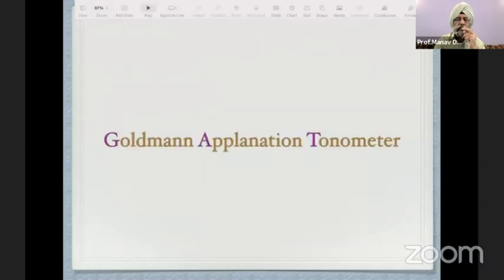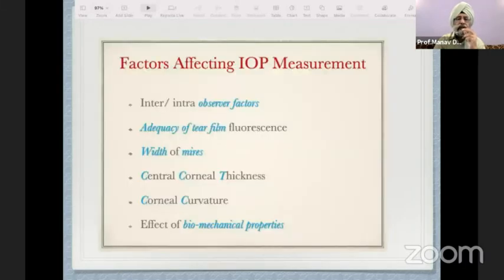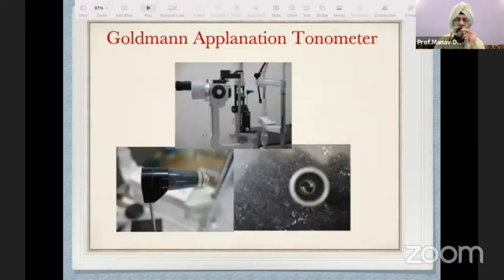Now we'll go to the details of the Goldmann applanation tonometer, which is a subject very close to my heart. There are many factors which affect the IOP measurement by this tool. There are inter- and intra-observer variations. Adequacy of tear film is required. The width of the mires has to be considered. Central corneal thickness, corneal curvature, and biomechanical properties I have already mentioned.